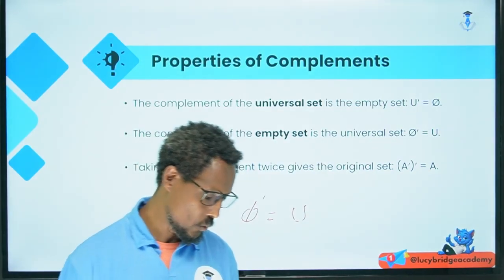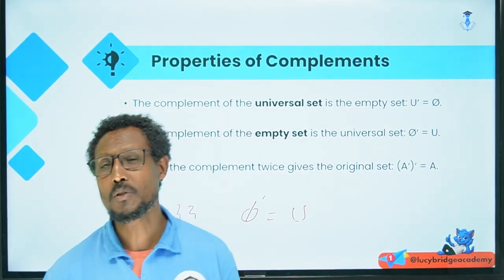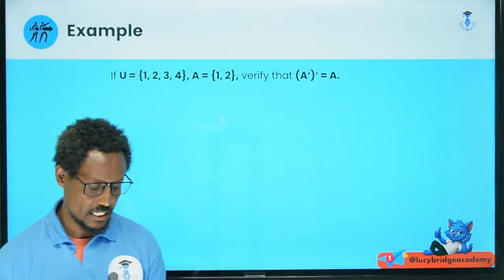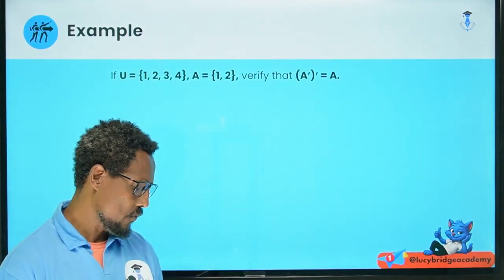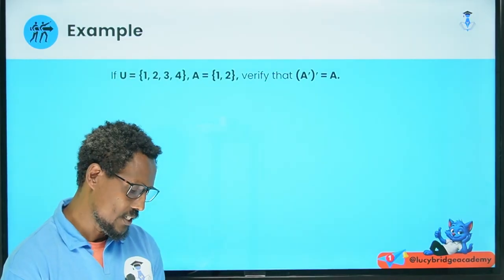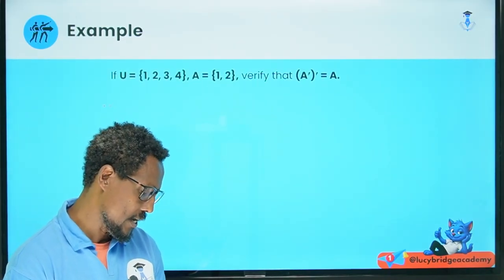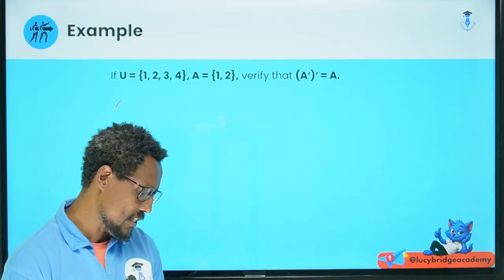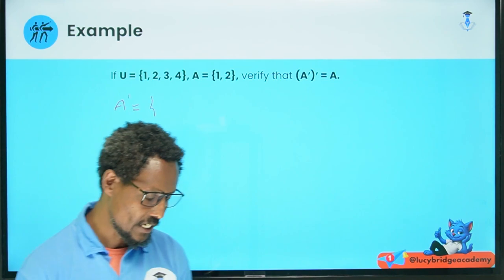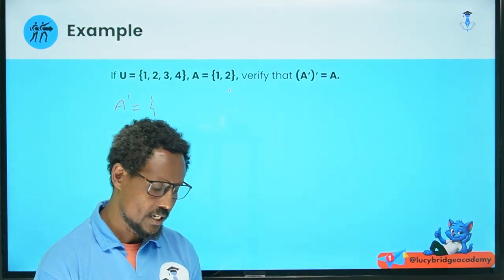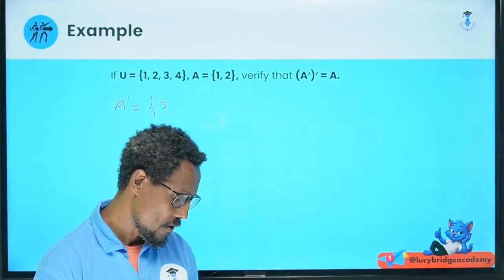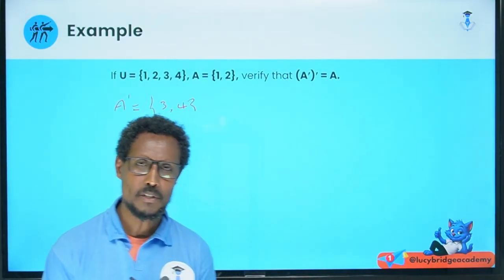Taking the complement twice gives the original set. A complement of A complement gives us A. We will see an example. A complement of A complement gives us set A. Look, the universal set contains 1, 2, 3, 4. So what is A complement in this case? A complement is in the universal set but not in A. All elements in the universal set not in A. 1 and 2 are in A. Therefore, 3, 4 are in A complement. These are the elements of A complement.